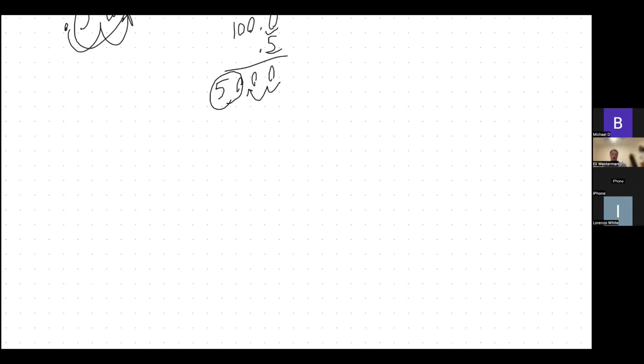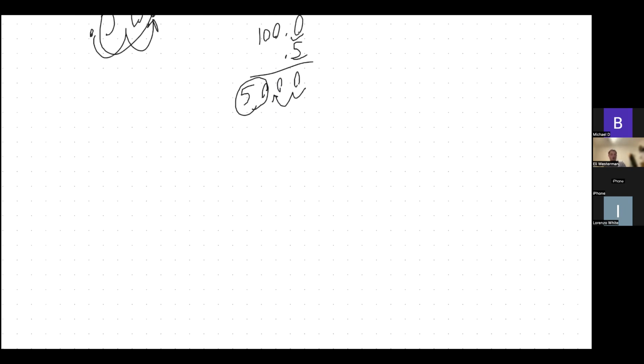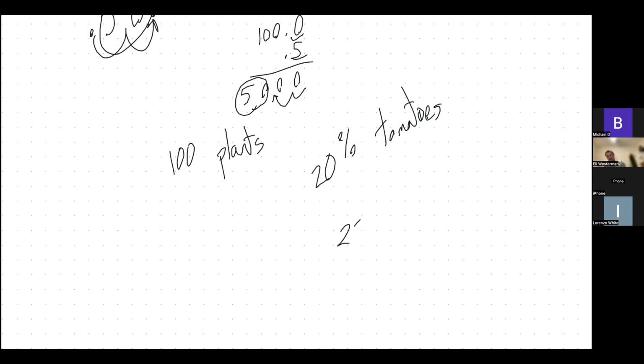Let's do the other direction. Let's look at this other problem I did, the garden with tomatoes. So I said I had 100 plants, 20% tomatoes. Now we got to do this annoying thing. So 20%, we got to turn this to a decimal. We're going the other direction now. To do that, we drop the percent sign, and when we had the 0.5 we moved 1, 2 in one direction. Now with the 20, we're going to move 1, 2 in the other direction. So we get 0.2.